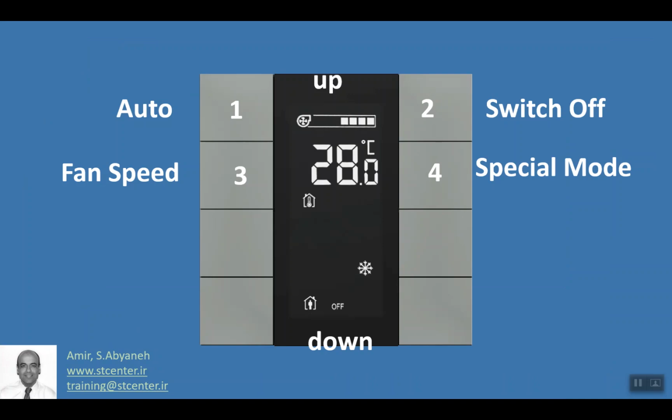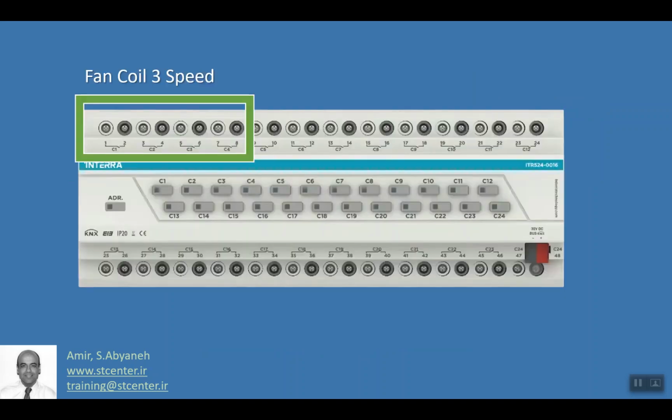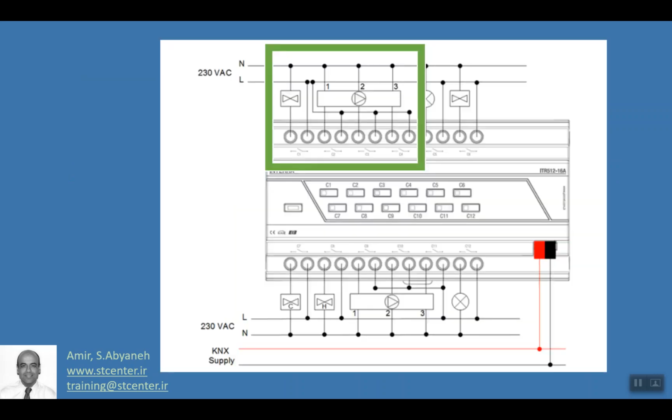We want to provide this configuration: button number 1, button number 2, 3, 4, up and down, to control the fan coil with the thermostat. And you remember this, the first 4 outputs, and the wiring like this. Output number 1 is for the valve. Output number 2, 3, 4 control the fan speed.